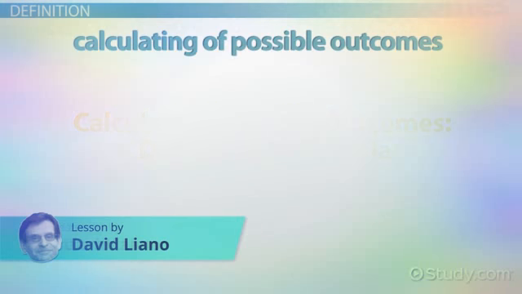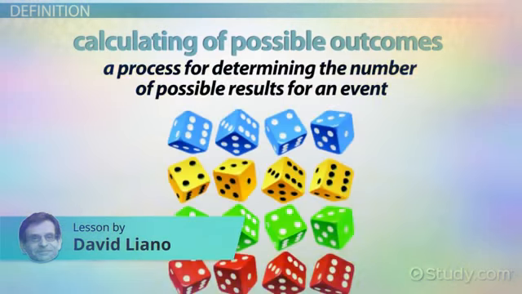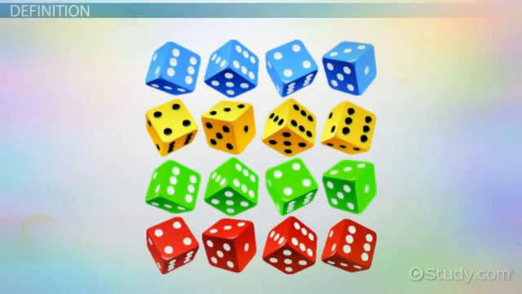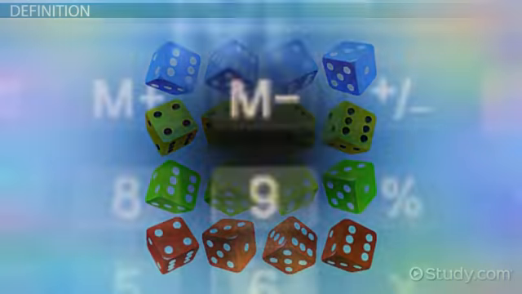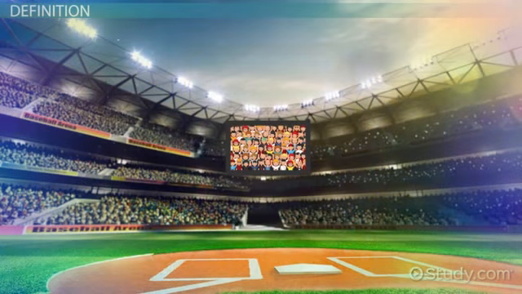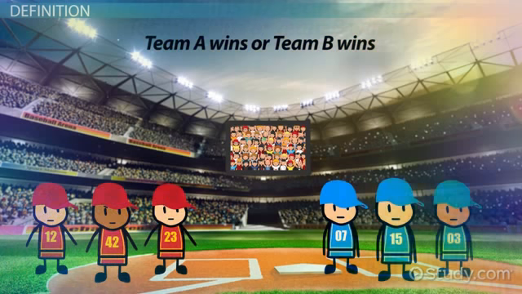The calculating of possible outcomes is a process for determining the number of possible results for an event. There are various methods for conducting this process. The best way to calculate the number of possible outcomes of an event is dependent on the type of event and the structure of the event. A simple example can be found in sports. In any baseball game, there are two possible outcomes: Team A wins or Team B wins.